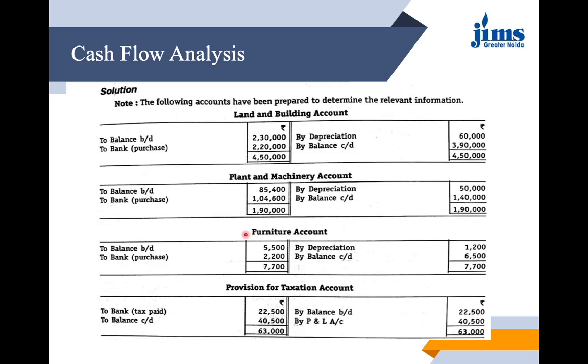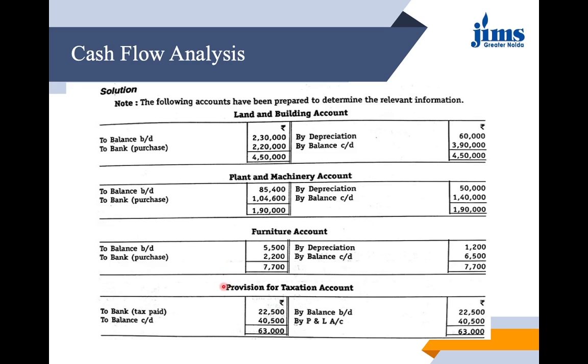There also we are able to see that there is a purchase of the asset by 1,04,600. Next fixed asset account is furniture account, where we have a balance brought down of 5,500 and a balance carried down of 6,500. We do have to charge a depreciation of 1,200, and finally in this also we are able to see a purchase of 2,200.